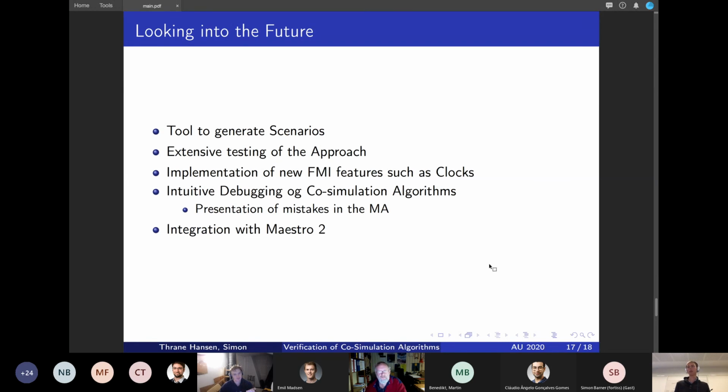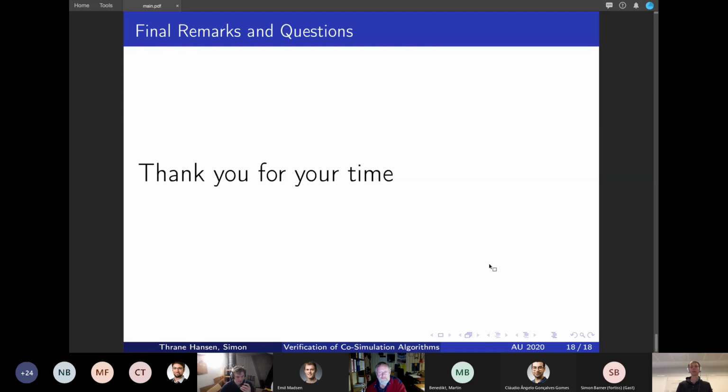And we would also like to see, right now, if a co-simulation master algorithm is not allowed, then we just get a deadlock, but we would try to see if we can present the mistake in the algorithm to the user in an intuitive way. Yeah, and also as Casper talked about earlier, we would like to see how we can integrate this work into Maestro 2. Yes, thank you for your time.